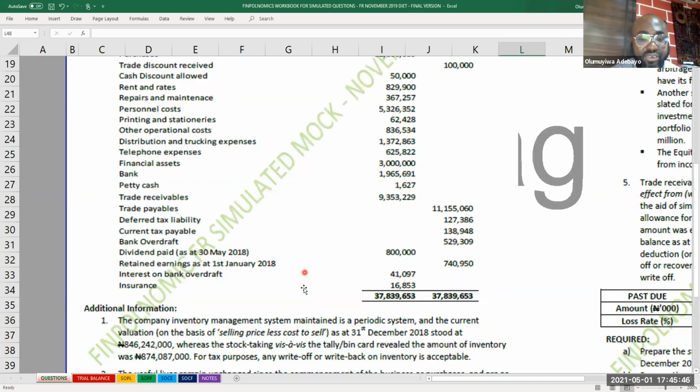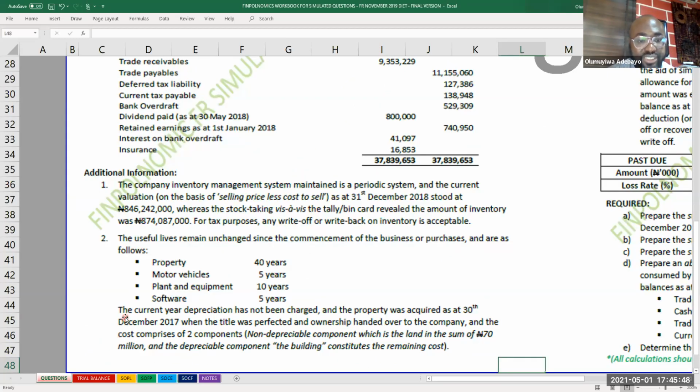Okay, now let me break it down one by one. The first phrase here says the current year depreciation has not been charged. And that relates to all of the assets, be it property, motor vehicle, plant and equipment, and software. That is number one, which means you need to compute depreciation for the current year and pass the entry appropriately.